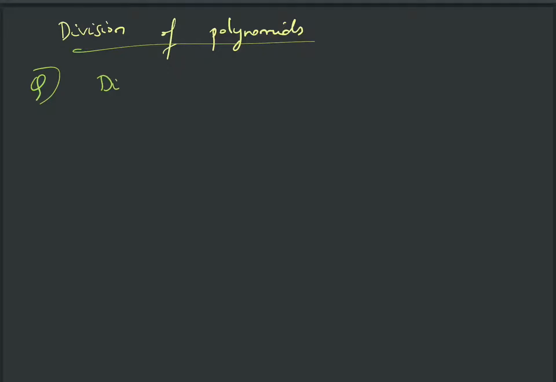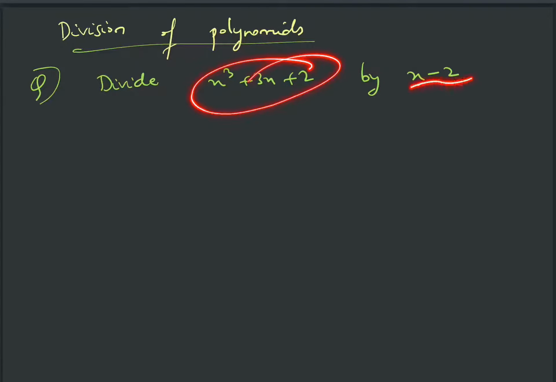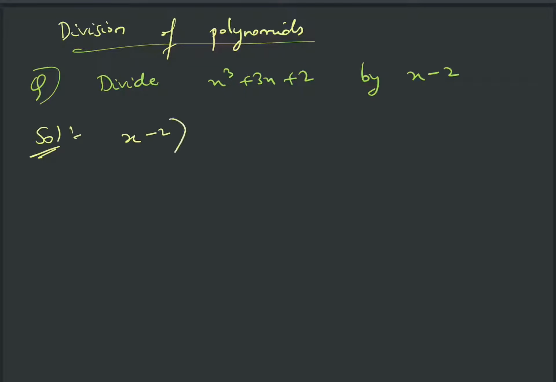Say, divide x cube plus 3x plus 2 by x minus 2. So you need to divide this polynomial by x minus 2, right? So yeah, let us do it. It means x minus 2 is the divisor and x cube plus 3x plus 2 is the dividend, right? So this is called the long division method. Now you see how I will divide.